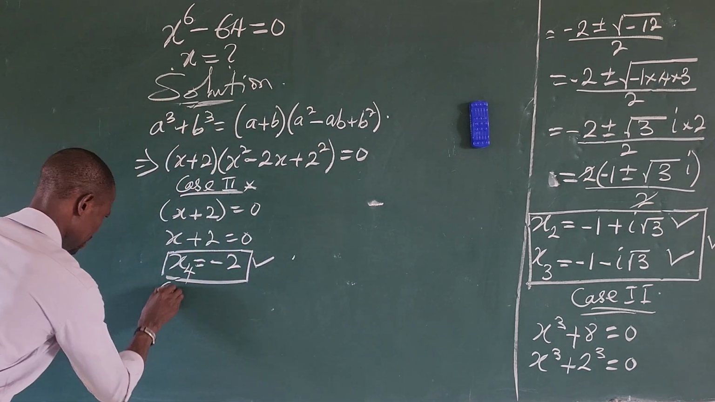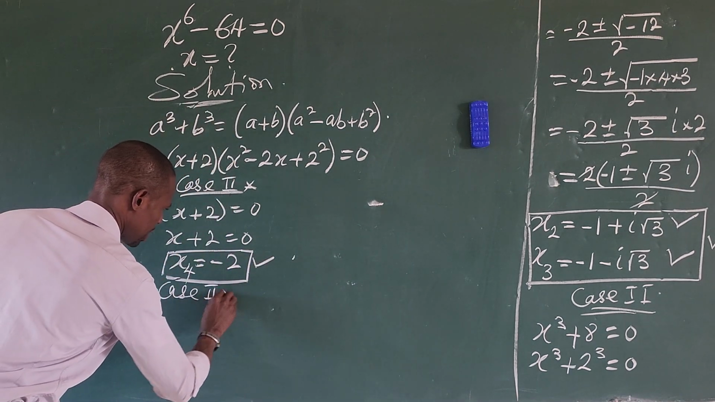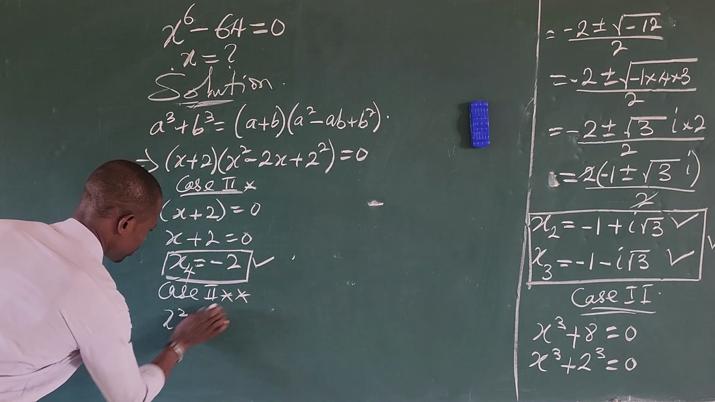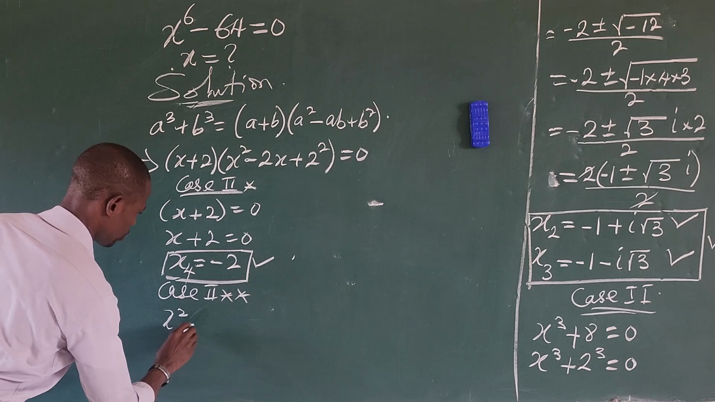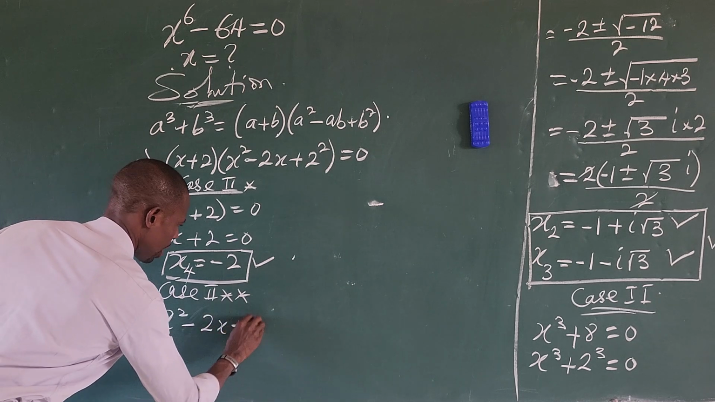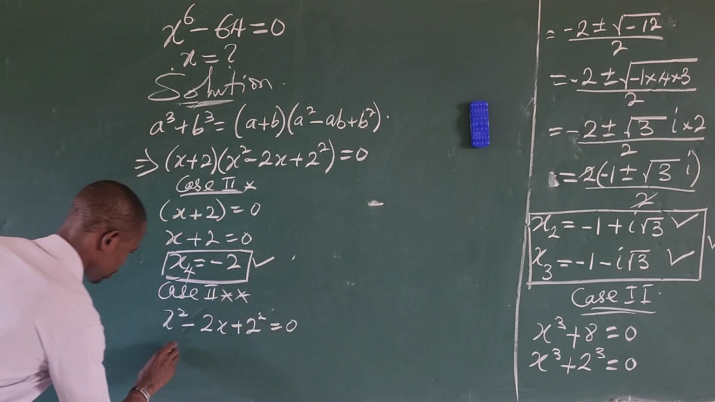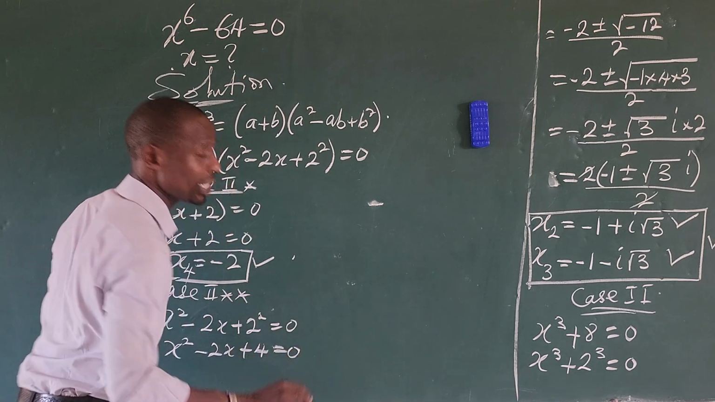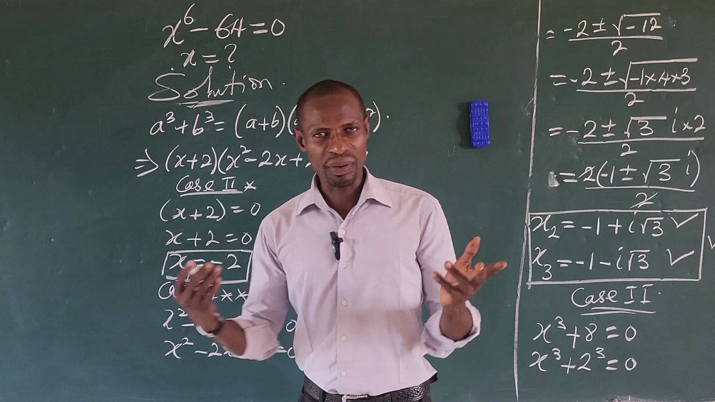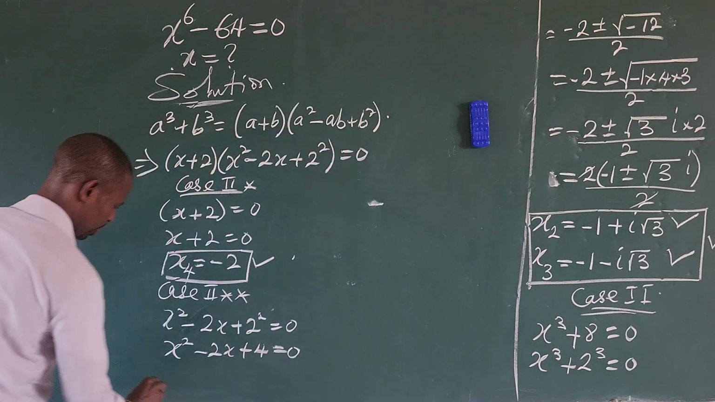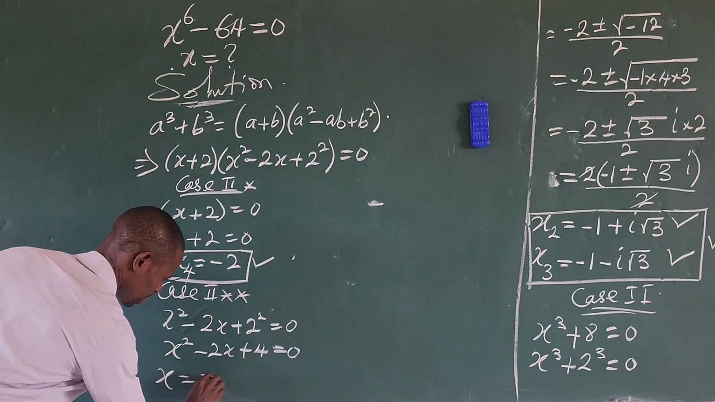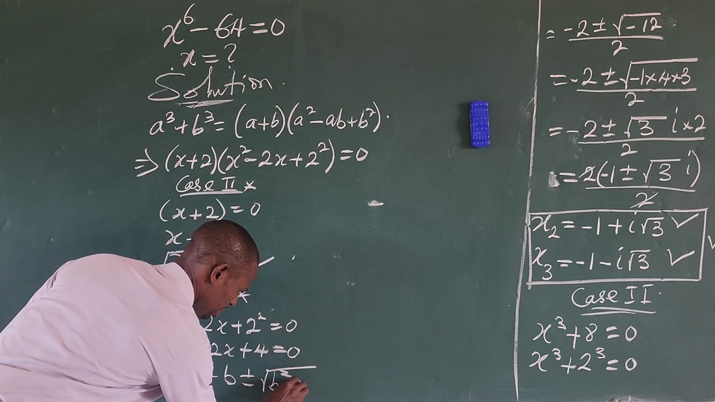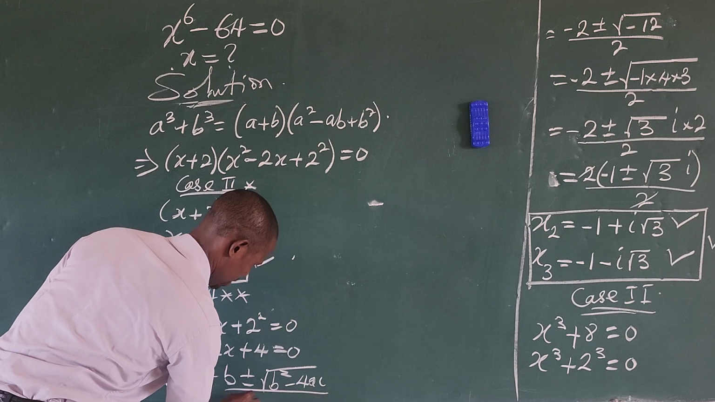So we take our case 2 star star. What does this say? It says x to the power of 2 minus 2x plus 2 to the power of 2 equal to 0. So we have x to the power of 2 minus 2x plus 4 equal to 0. Again, this is a quadratic equation, so we have to use the quadratic formula to solve this. x is equal to minus b plus or minus the square root of b squared minus 4ac all over 2a.